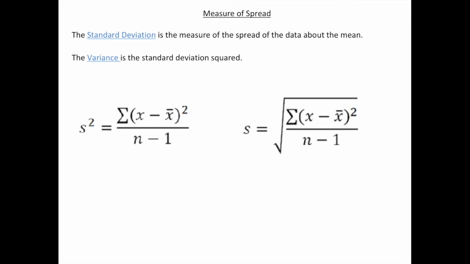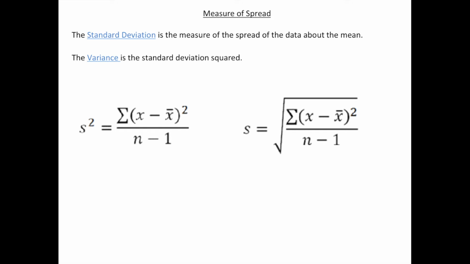Instead, we can use the standard deviation, which is the measure of the spread of the data about the mean. And the standard deviation is related to the variance, which is just the standard deviation squared. These are two statistics that you can use when describing the spread of any data set. Now, we're just going to look at the formulas for both of these statistics, and we're not going to calculate them in this video because it can be quite tedious. So you can tune into a later video to see how to calculate these on an actual calculator.